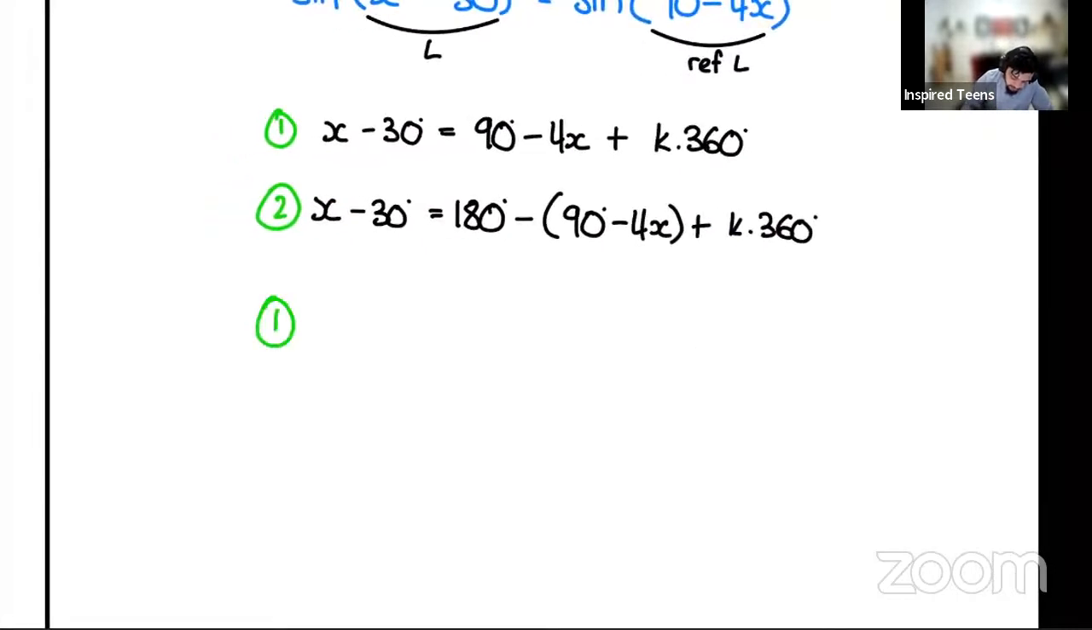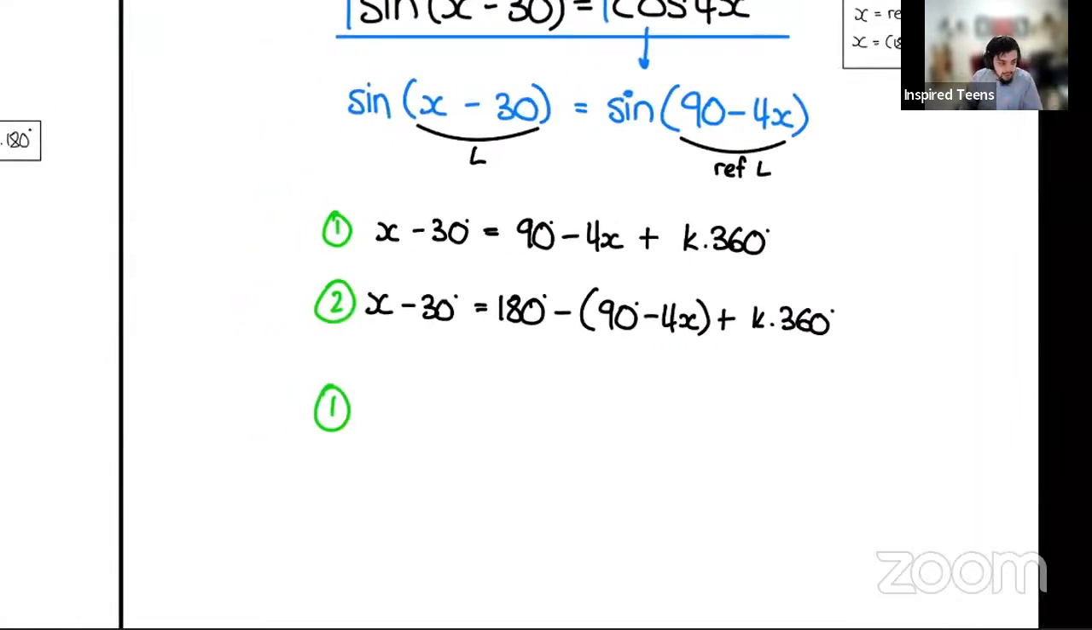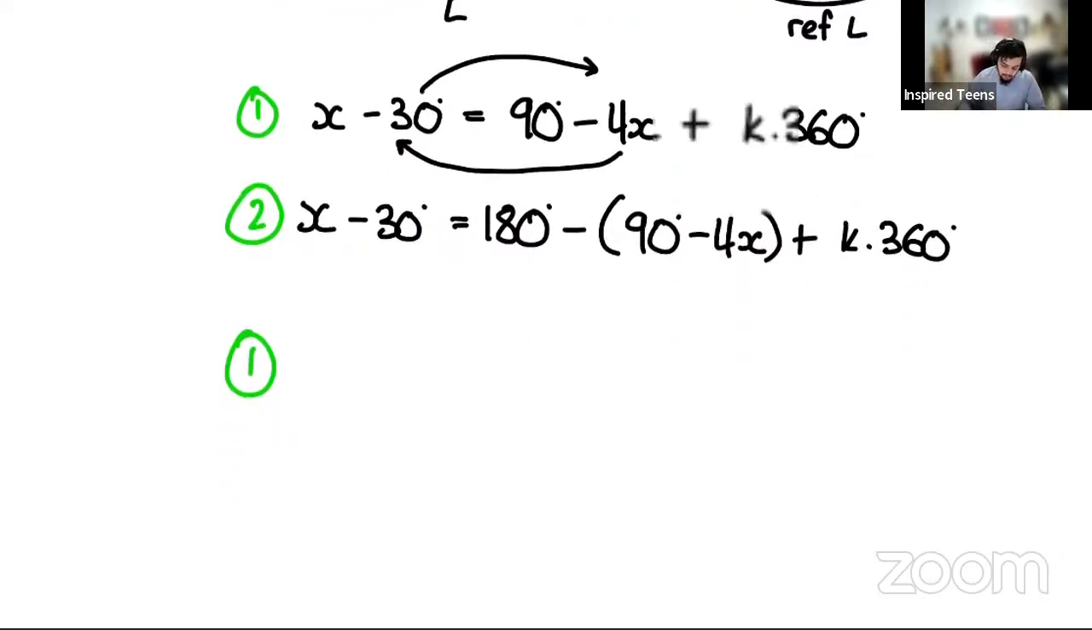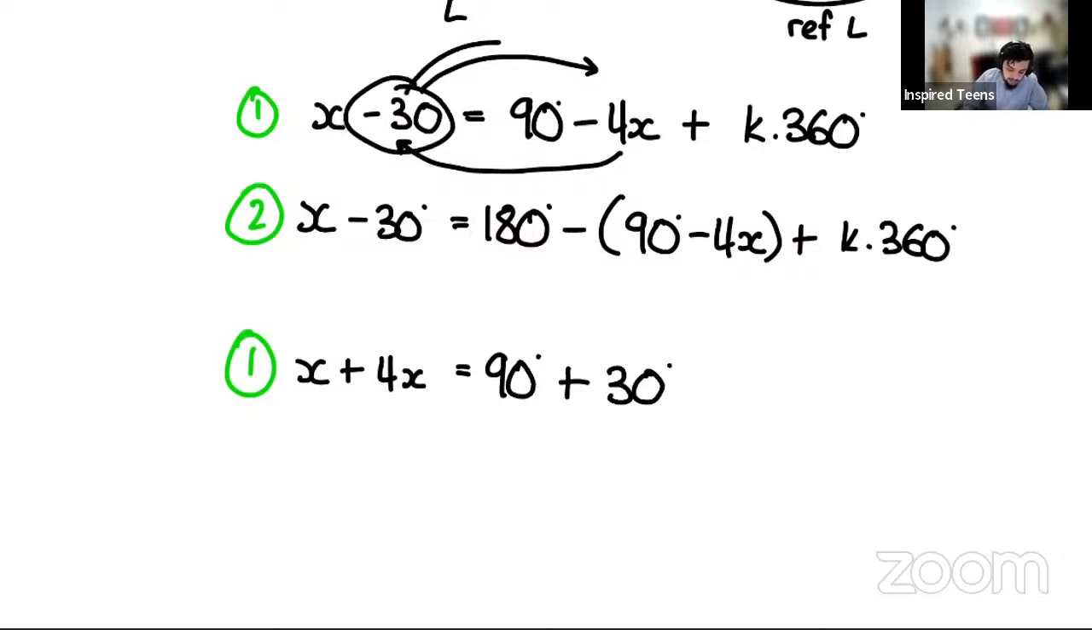So the first one simplified: I can actually take 30 over. Again, you want to be solving for x, you want to isolate x. So I'm going to take 30 over and bring 4x over to the side to get all the x terms on one side and all the non-x terms on the other side. So this is actually going to become x plus the 4x from the right-hand side. If you don't understand the simplification, please let me know. x plus 4x is equal to 90, which stays on the right-hand side. And I bring this 30 degrees over as a positive because it's negative on the left-hand side. It comes over as a positive plus k times 360.